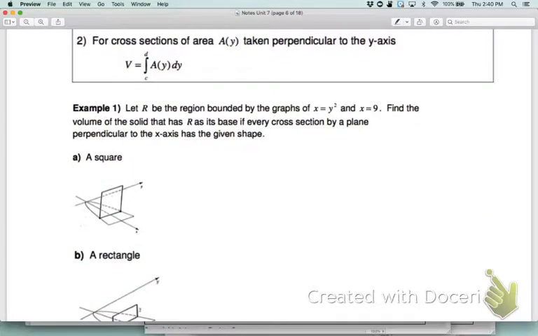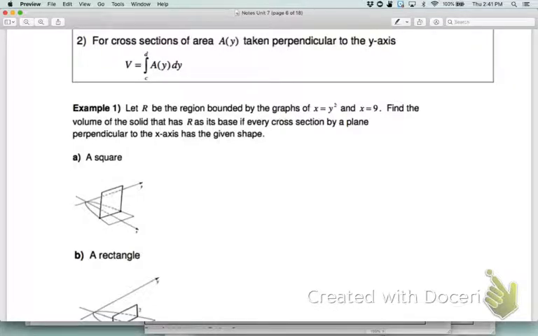Here's an example: we have the curve x equals y squared, which is this horizontal parabola, and the equation x equals 9, which would be this vertical line. So it creates this sort of capped-off parabola boundary. We want to find the volume of the solid that has that region as its base, and then every cross-section, as you move horizontally along the x-axis, would be the shape of, in this case, a square that is perpendicular to the x-axis.